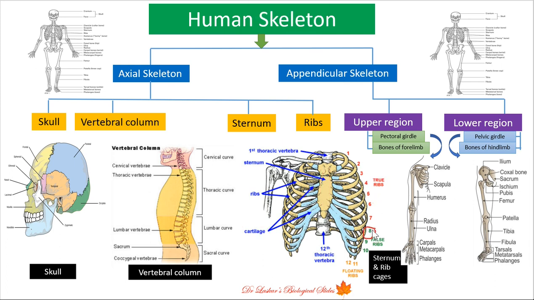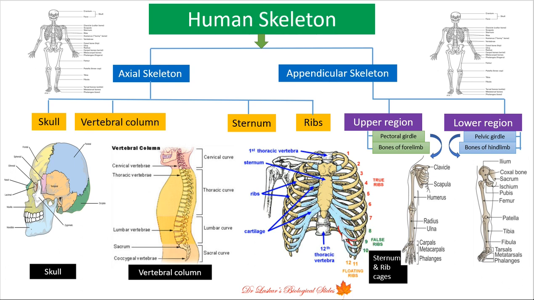The 8th, 9th and 10th pairs of ribs do not articulate directly with the sternum but join the 7th rib with the help of hyaline cartilage. So these 8th, 9th and 10th pairs of ribs, this one is 8, this one is 9 and this one is 10th.